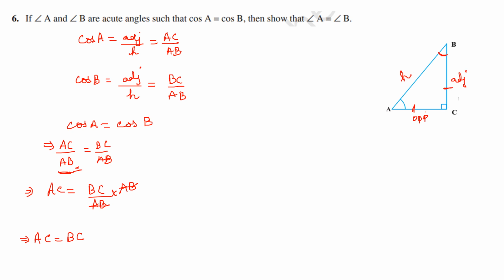And we know that in a triangle, if two sides are equal, then the angles opposite to the equal sides will also be equal, isn't it? So opposite to AC, the opposite angle is angle B. So I can write angle B will be equal to, BC's opposite angle, angle A. So angle B is equal to angle A. The reason you can give: angles opposite to equal sides are equal. And that's what you had to prove.